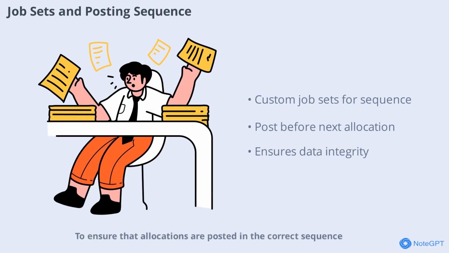To ensure that allocations are posted in the correct sequence, create a custom generate allocations job and add it as the first step in a job set. Add posting as the second step, and another allocation job as the third step, each dependent on the success of the previous step. This setup ensures that each allocation is posted before the next one runs, maintaining data integrity.